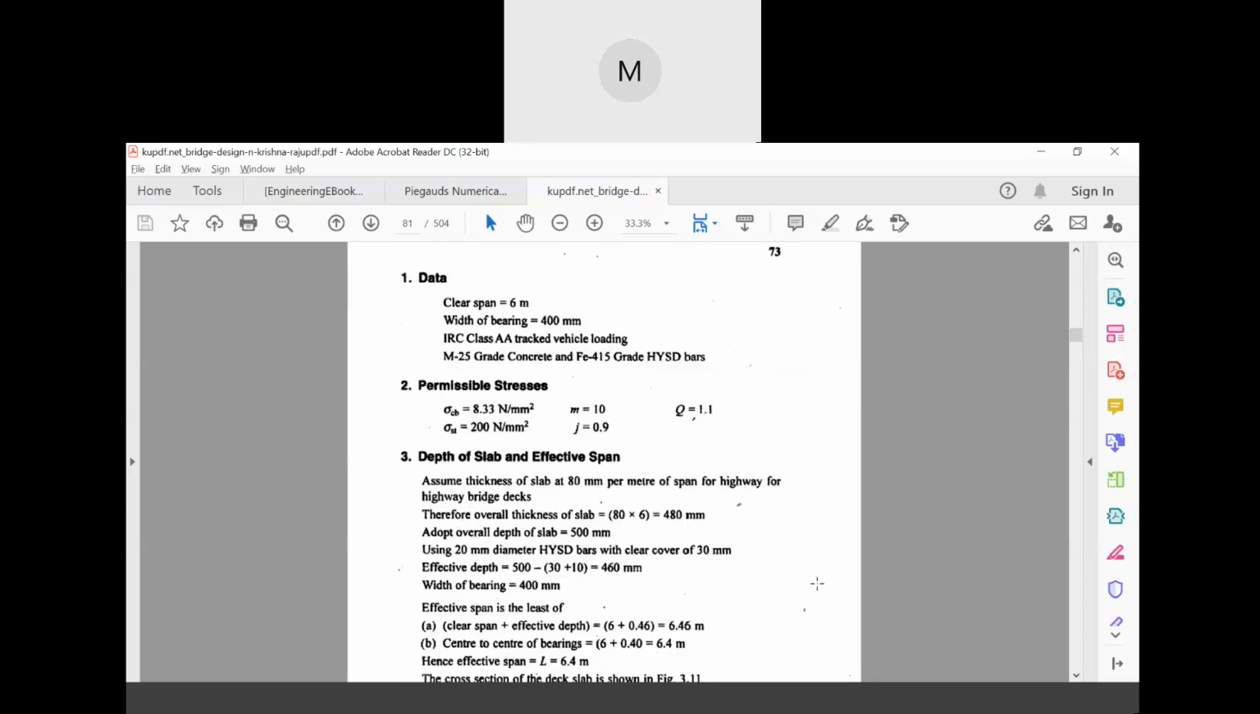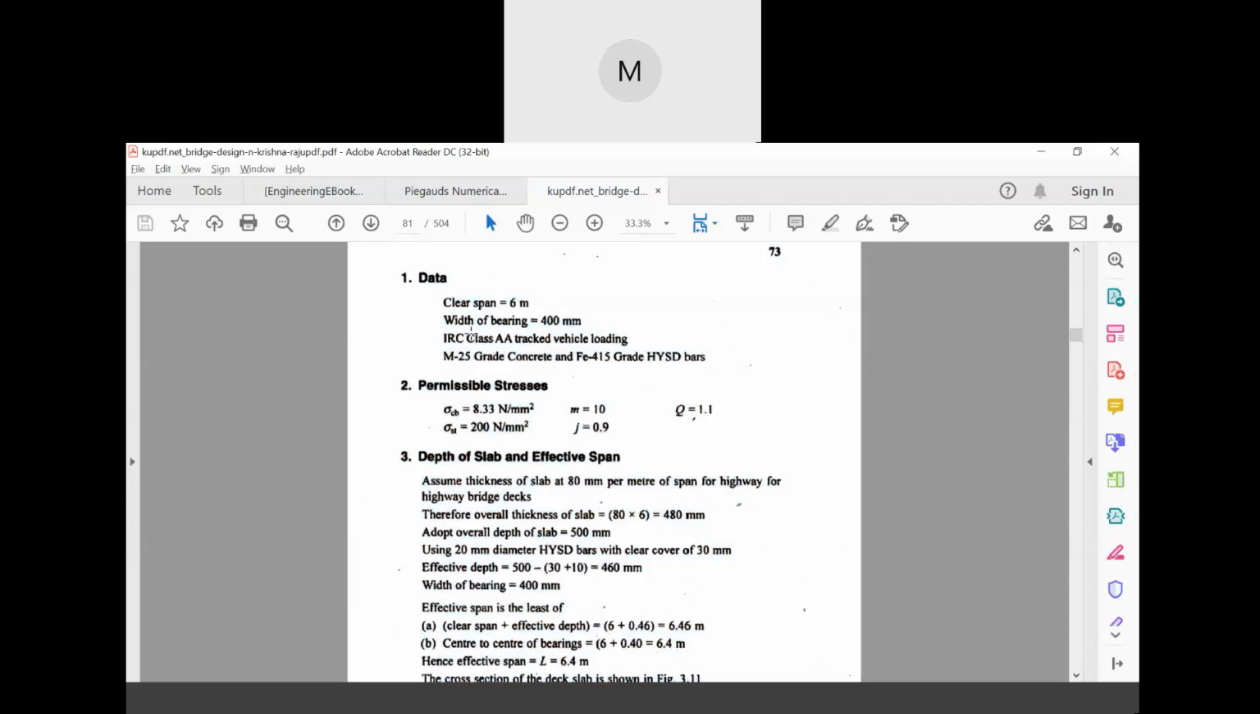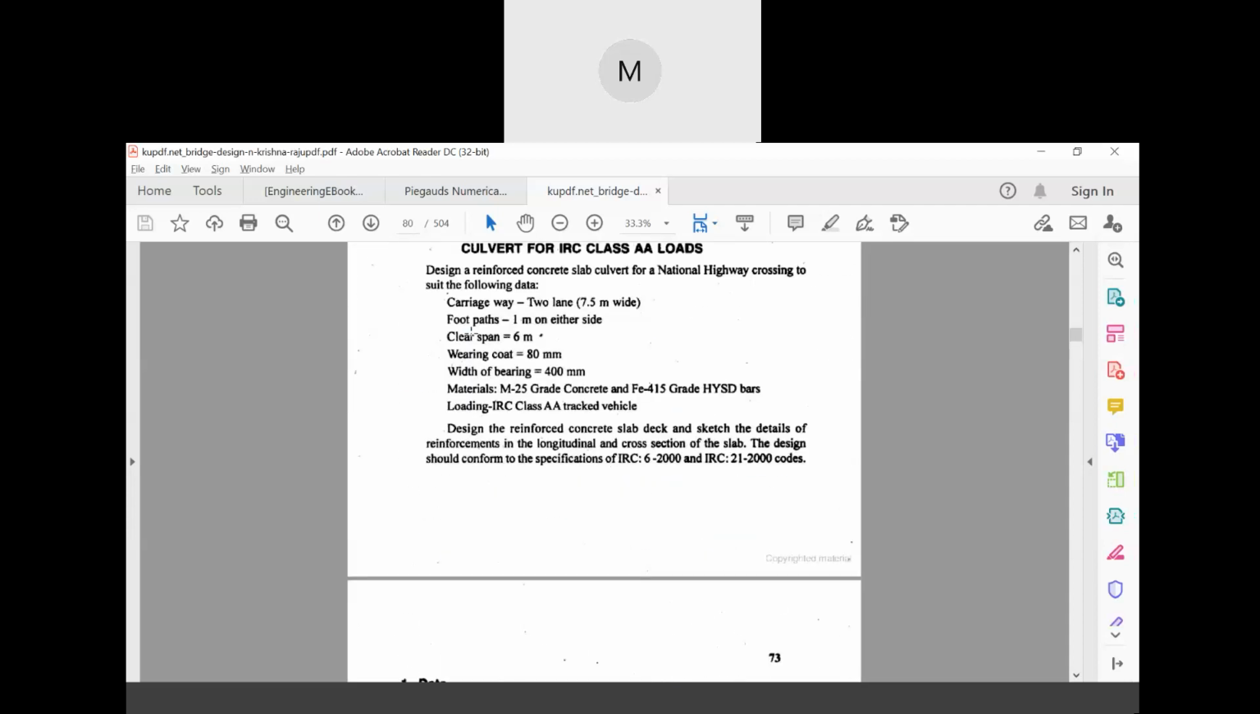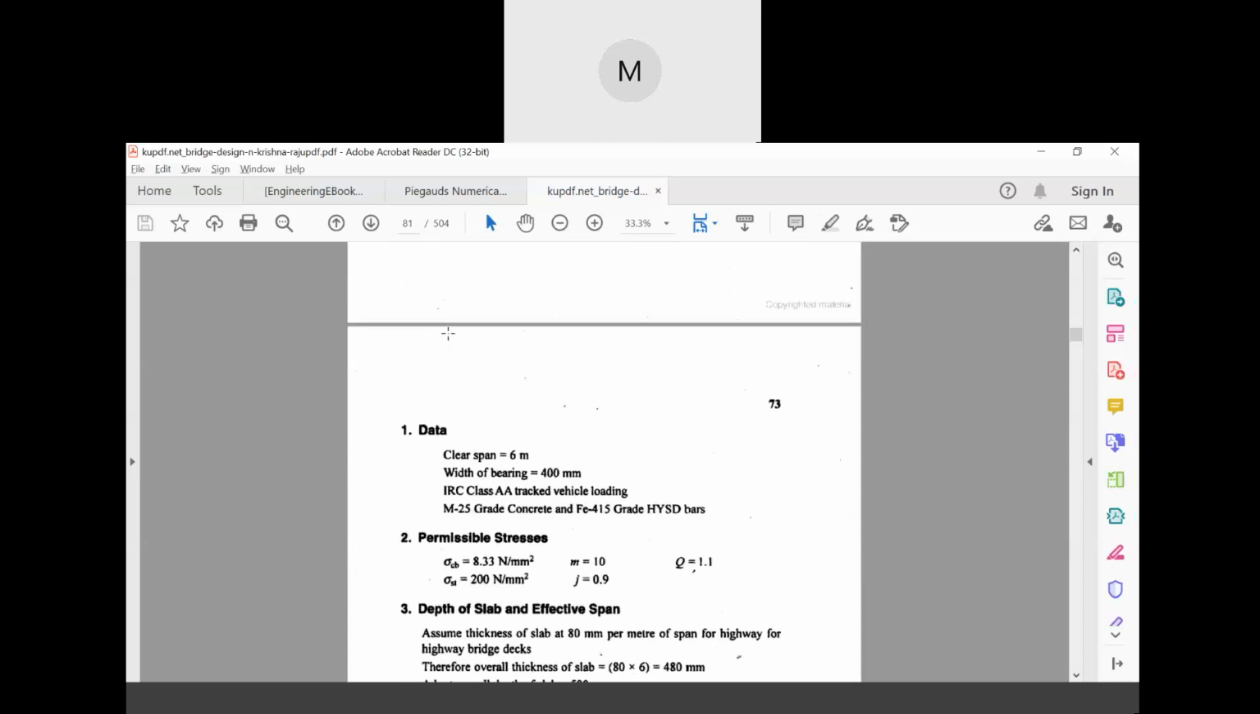Now the data. First of all, the clear span. Clear span is how much? 6 meter. Width of bearing 400 mm. Now this clear span and width of bearing, it is given. Clear span 6 meter, width of bearing 400 mm. IRC class AA tracked vehicle loading and M25 grade of concrete. These are the things that are given.